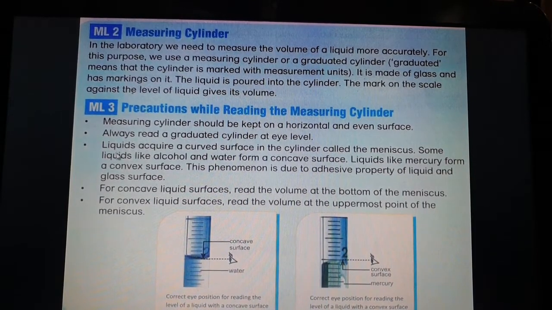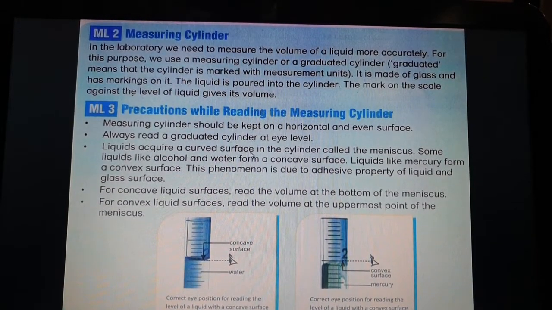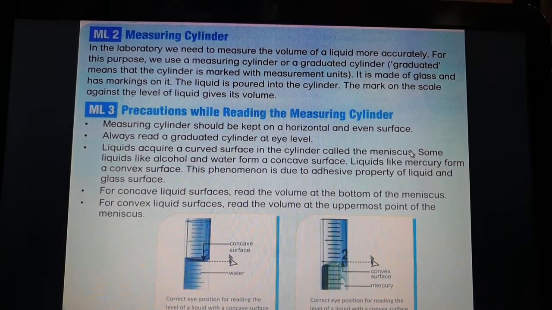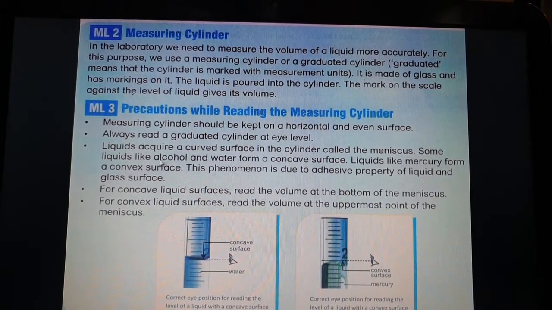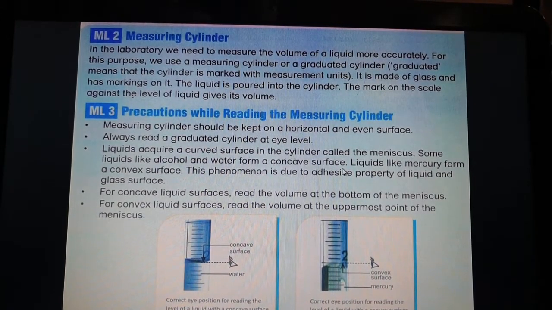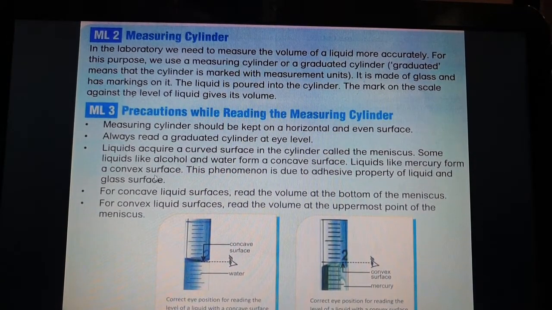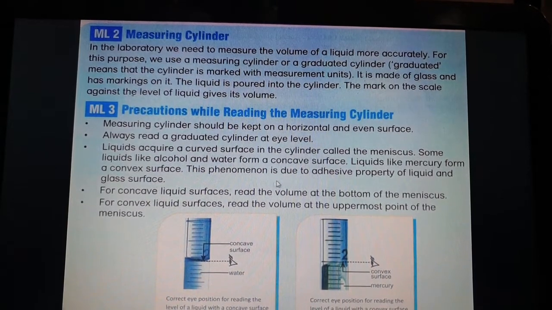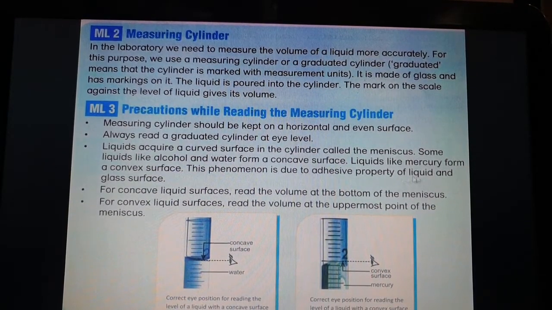Next point. Liquids acquire a curved surface in a cylinder called the meniscus. Some liquids like alcohol and water form a concave surface. Liquids like mercury form a convex surface. This phenomenon is due to the adhesive property of liquid and glass surface.